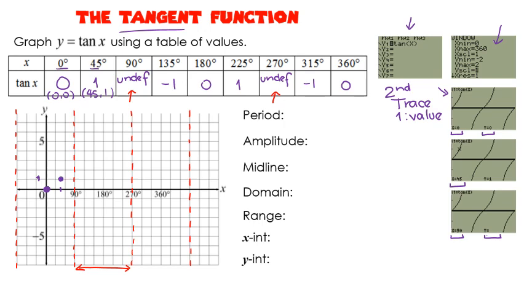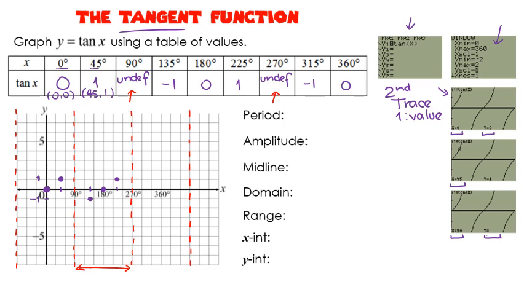90 degrees gives us that vertical asymptote. 135 degrees is a y value of -1. So 135 is in between 90 and 180, and -1 is going to be this height here. So our point is going to lie right there. And then for 180 degrees, we have 0. For 225, we have +1, so it's going to be right in between 180 and 270.